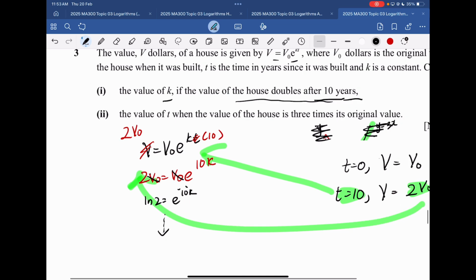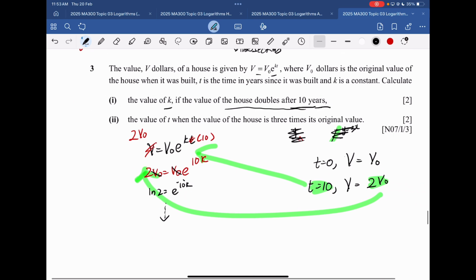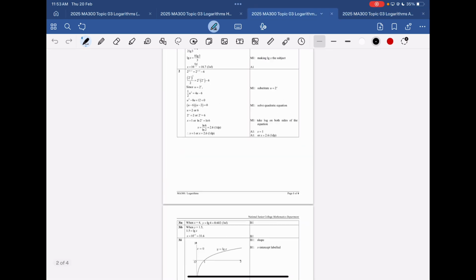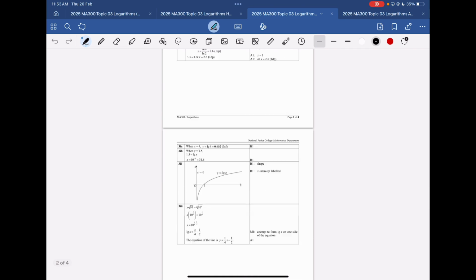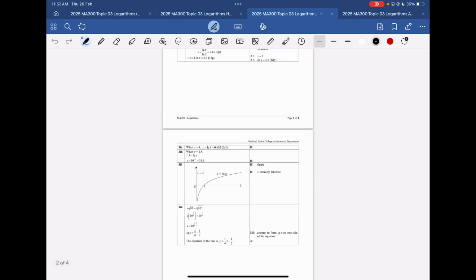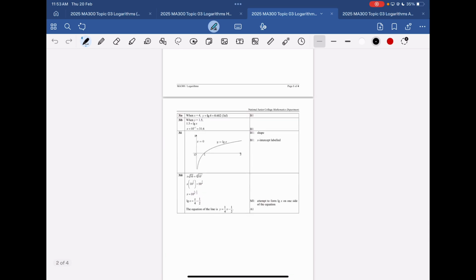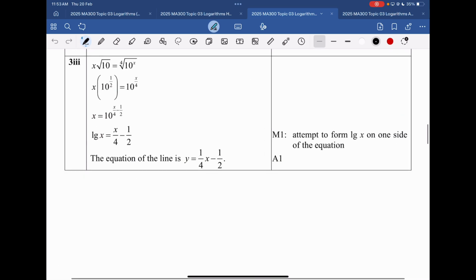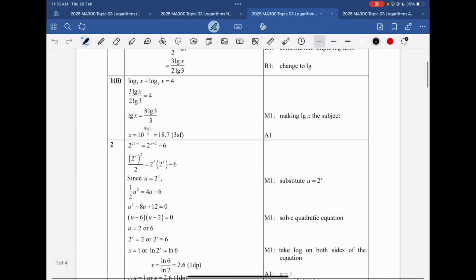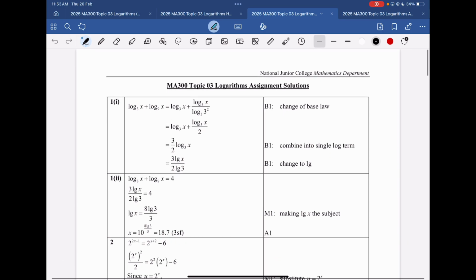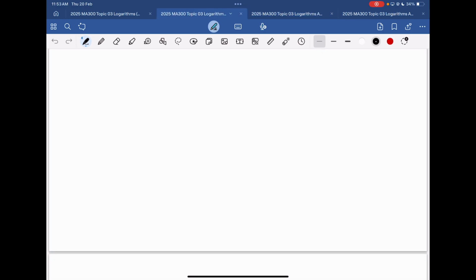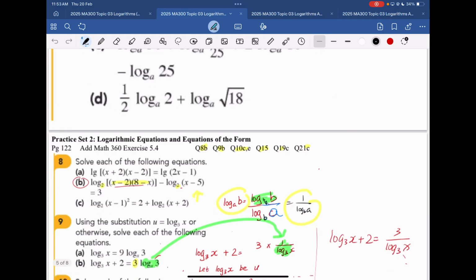Just give me a second. What's going on? Why does it move by itself? Crazy.